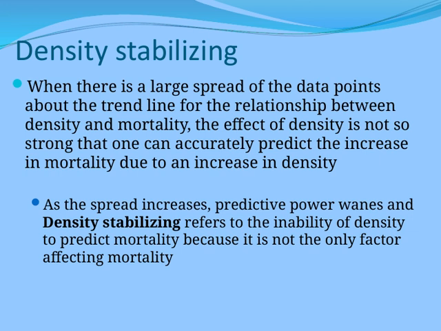This is what we call density stabilizing. It essentially means that density alone doesn't have a strong predictive power in these cases. The reason is that mortality isn't influenced by density in isolation. There are other factors at play. So, as the spread of data points increases, our confidence in using density as a predictor decreases. It highlights an important point in our overall theme, that predicting mortality requires considering multiple factors, not just density. This helps us understand the limits of relying solely on density when trying to anticipate mortality outcomes.